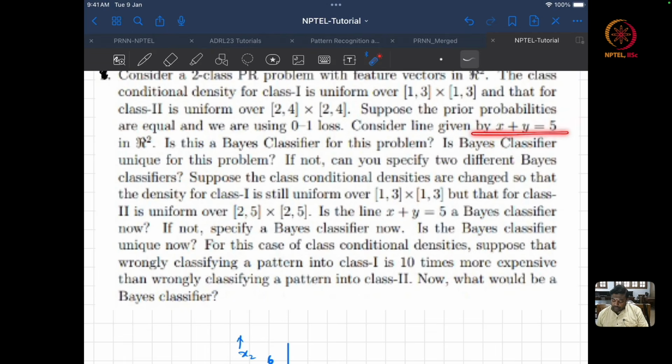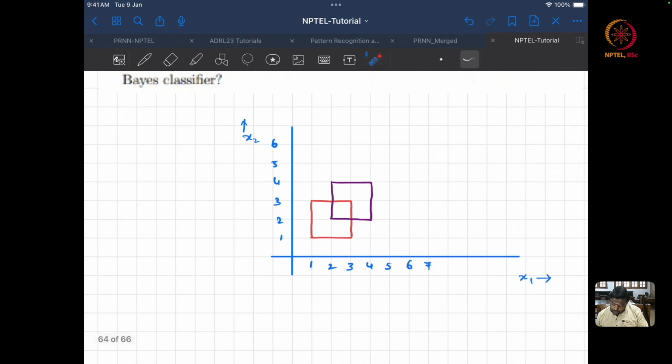Now consider the line x plus y equals 5. Let's consider that line. So when x is 0, this makes y equal to 5, and this is the point 5, 5. A line joining these two points is the one we consider. Okay, now this is the line x plus y equals 5, or better, x1 plus x2 equals 5.